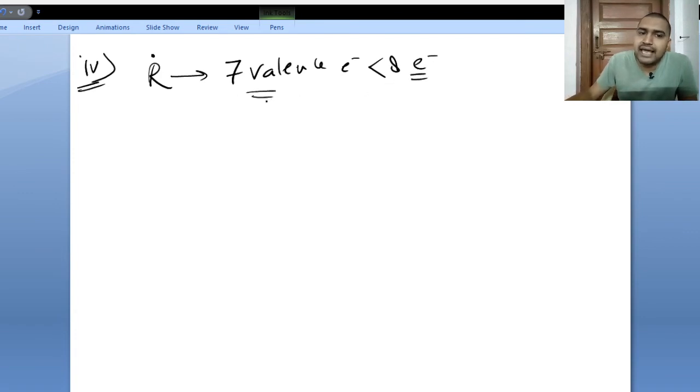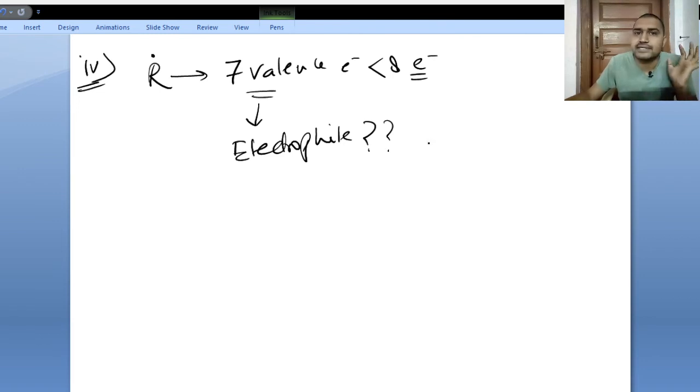So a free radical would like to accept an electron to complete its octet. Whenever somebody is going to accept an electron, it is known as an electrophile. Can we say that a free radical is always an electrophile? No. A free radical can be a nucleophile as well as an electrophile. Let's see how.